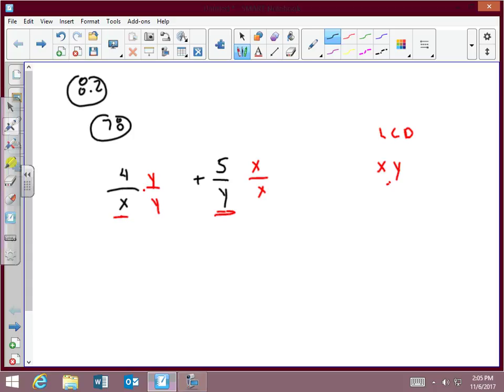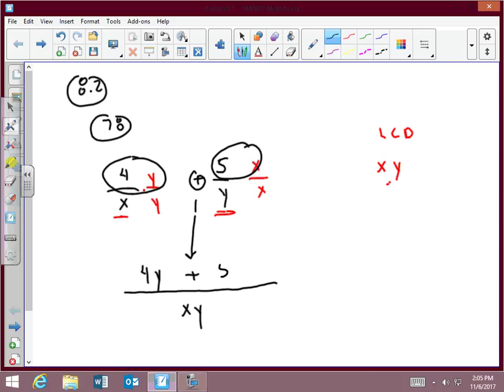So now what you do is you write xy as the denominator underneath a common line, and then you expand this. That's 4y. You bring this sign down, and then you bring this down. Now you look at that numerator and you say that there's nothing I can factor out, and nothing that I can cancel between numerator and denominator, and that's going to be your answer then.